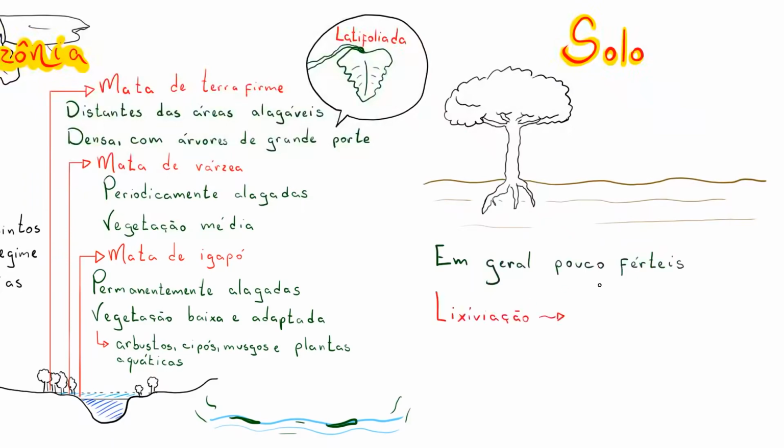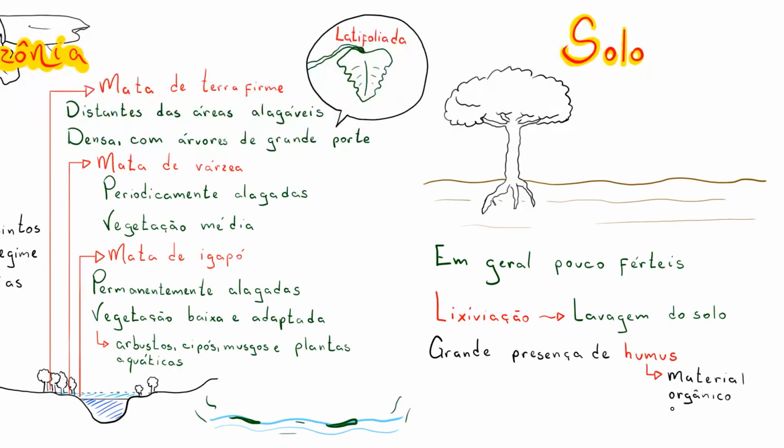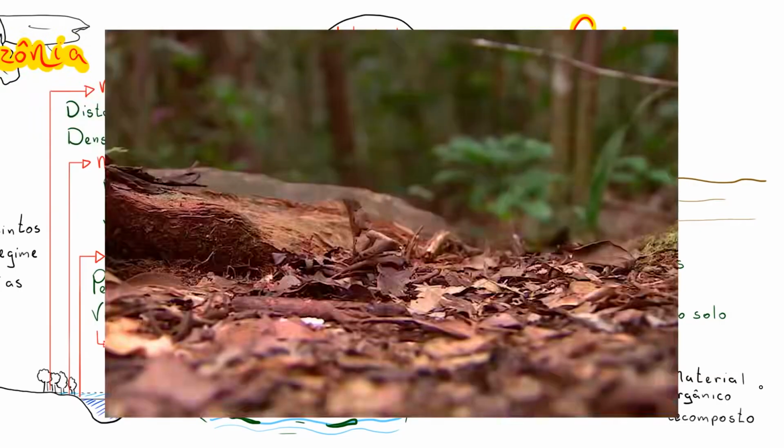Well, that's explained by the process of soil leaching. What is leaching? It's basically the process of washing. In other words, because of the large volume of water, right, from rain and rivers, the soils are constantly being washed. And this water ends up carrying away a large part of the nutrients. But even so, the soil of the Amazon rainforest still has a lot of humus. What is humus? It's that organic material that's in the process of decomposing, that darker, almost black part that stays on top of the soil.